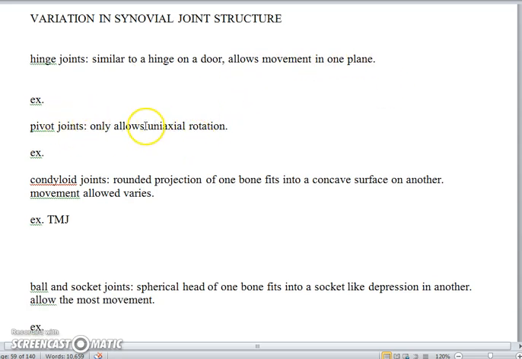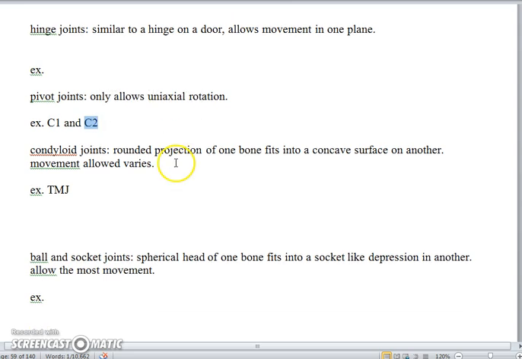Pivot joints allow for uniaxial rotation. Rotations, like, for example, the joint between C1 and C2. And remember, we just reviewed that last time. Who's that? Yep, Atlas. Who's that? Yep, Axis. That's the joint when you shake your head no.